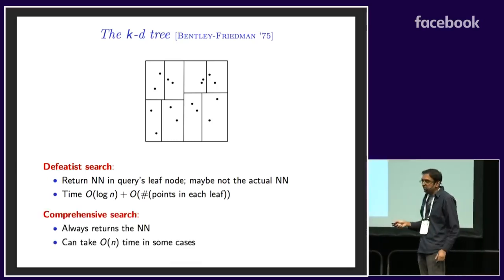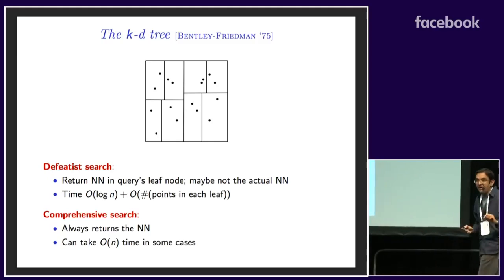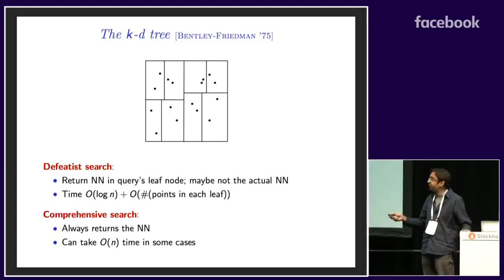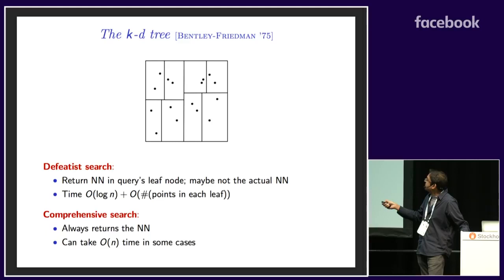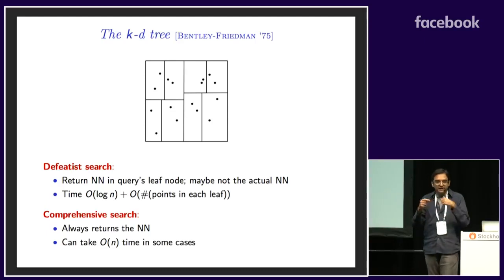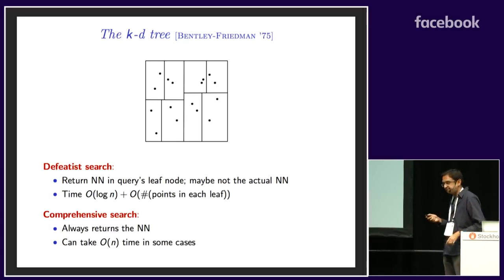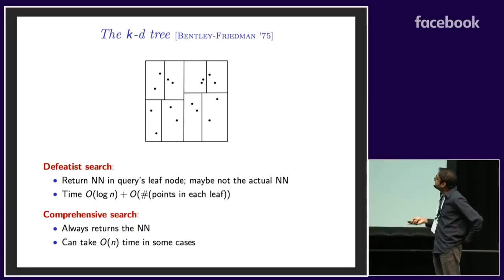So the other method, which is the more careful one, is called comprehensive search, where you start with the defeatist search. So you start with this point and you say, oh, well, defeatist search tells me the nearest neighbor is that, but I'm so close to the boundary that the nearest neighbor might actually be in this adjoining cell. And once you're looking at that adjoining cell, you say, oh, it might actually be in that adjoining cell, and so on. And so you might eventually end up looking at all the points if you're unlucky, okay? But you always get the right answer. Okay. So these are the two ways of dealing with a KD tree.